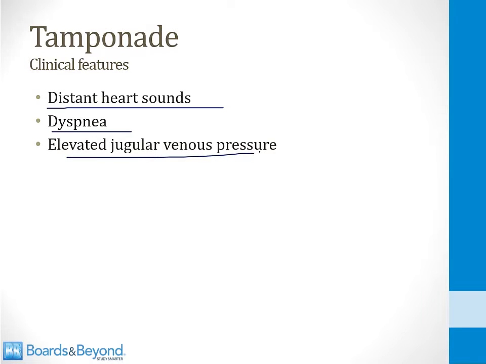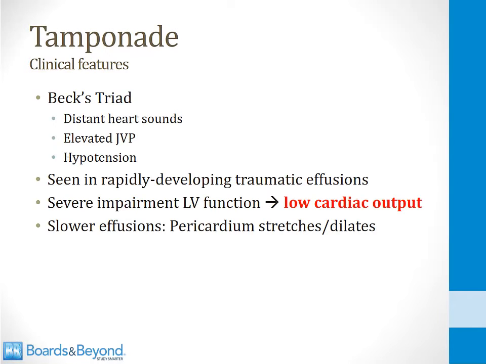That's because the right ventricle cannot fill, and therefore the right atrial pressure goes up. And anytime the right atrial pressure is high, you will see elevated jugular venous pressure when you examine the neck veins. Beck's triad is a collection of three clinical findings that can be seen in tamponade. Those three findings are distant heart sounds, elevated jugular venous pressure, and hypotension.